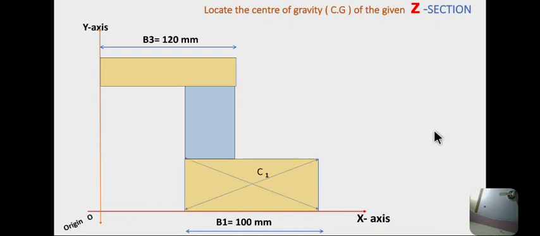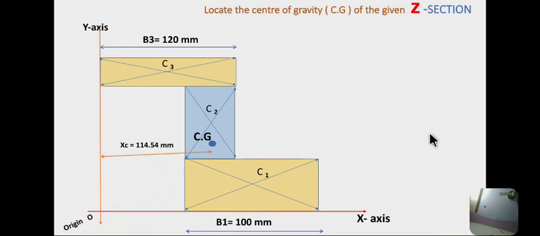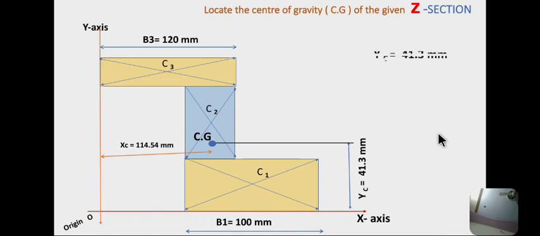Now C1 is the centroid of a bottom rectangle, C2 is the centroid of a middle rectangle, C3 is the centroid of a top rectangle, whereas CZ is the centroid of the Z section. So CZ is the centroid of the entire section at a distance of xc equal to 114.54 mm from the y-axis, and yc equal to 41.3 mm from the x-axis. This is the final position of the center of gravity of the Z section. This is the final answer.